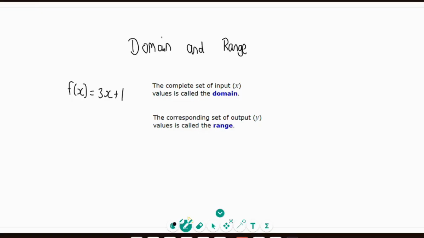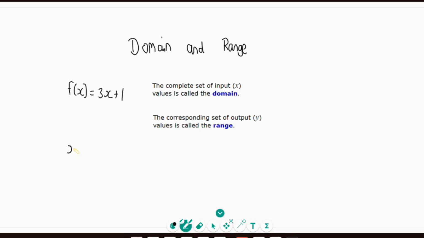This is the last video I would suggest watching in the series of the functions videos. So we'll be looking at the domain and range of a function. The complete set of input x values is called the domain. So the domain are the values that x can take. So here, what could x be?